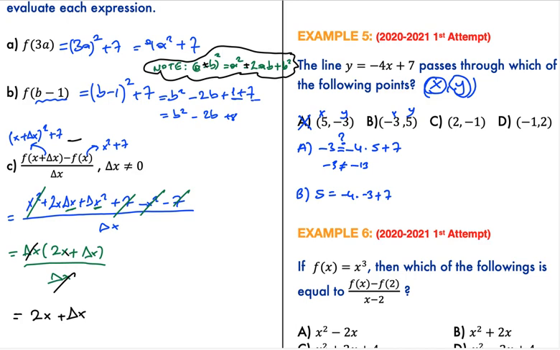Negative 4 by negative 3 is 12. 12 plus 7 is 19. So 19 is not equal to 5. So that option is also false.